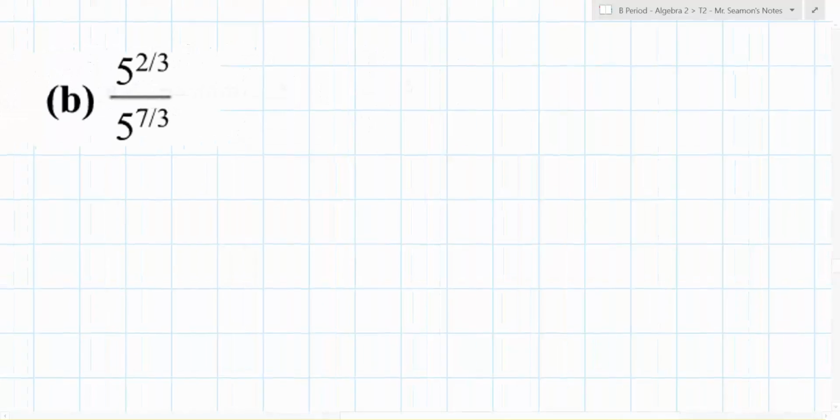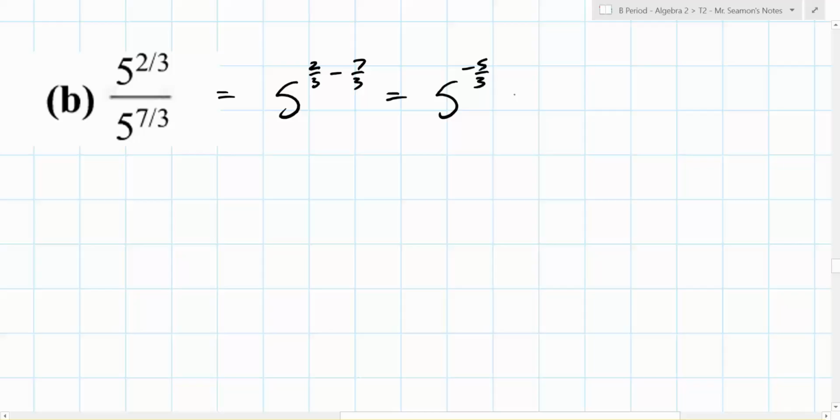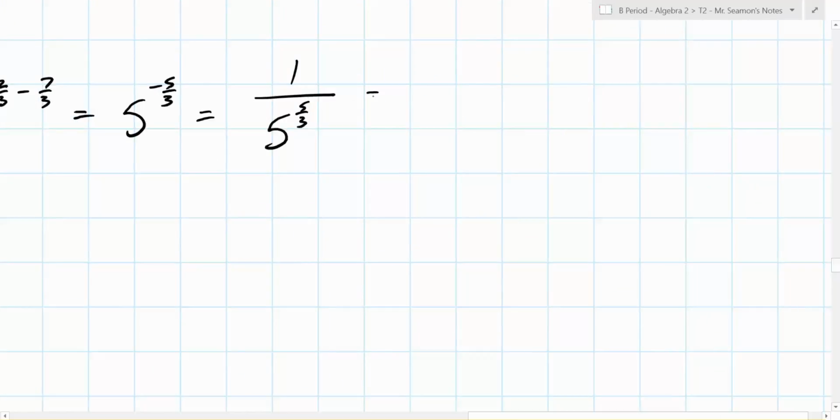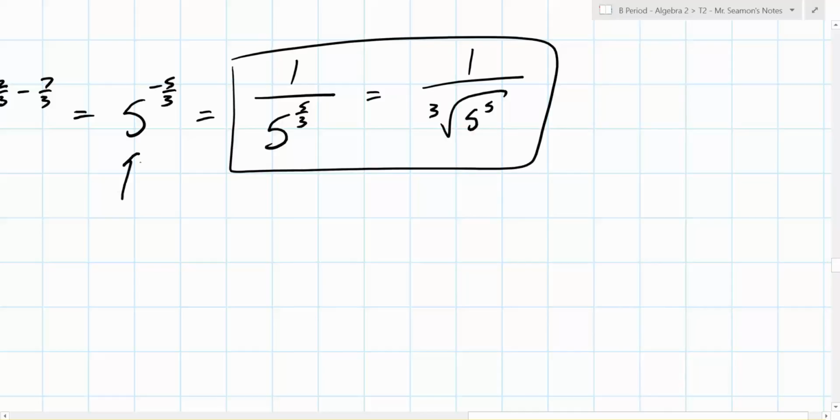Over here, do you have the same base? Yeah. What is the base? 5. So what do you do with the powers? Subtract. So it's 5 to the 2/3 minus 7/3, which is 5 to the -5/3. And you can't have negative exponents in your final answers, Hannah and Sarah. So it's going to be 1 over 5 to the 5/3. And if you wanted to, you could then write it in radical form. That would be the cube root of 5 to the 5th. You could stop either place. I don't really like the negative exponent version. Try to get negative exponents out.